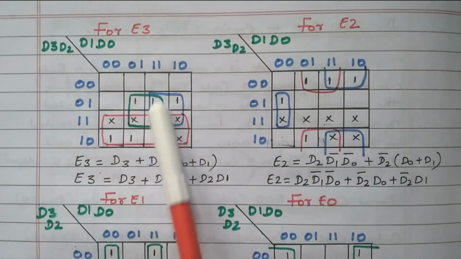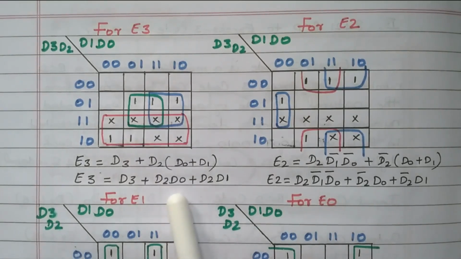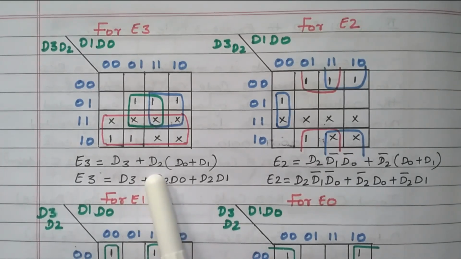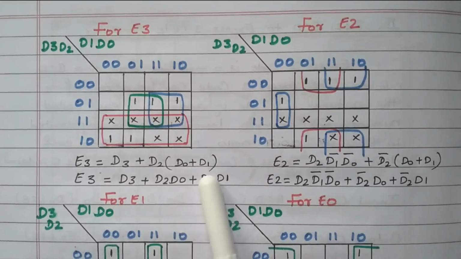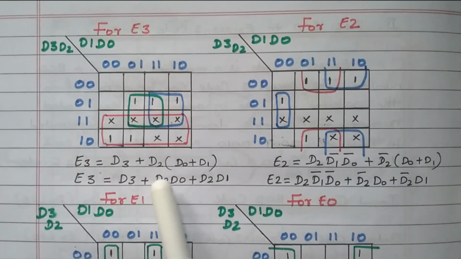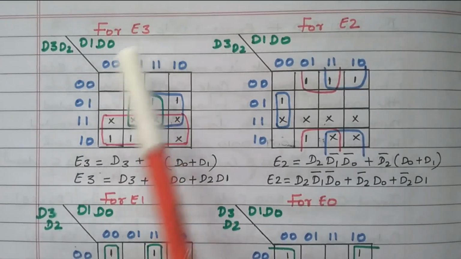So for this green color, we got D2, D0. For blue color, we got D2, D1. So this is nothing but D3 plus D2 D0 plus D2 D1. The D2 is available commonly, so taken commonly. So we get D0 plus D1. Finally we have D3 plus D2 of D0 and D1. That is the expression for E3.